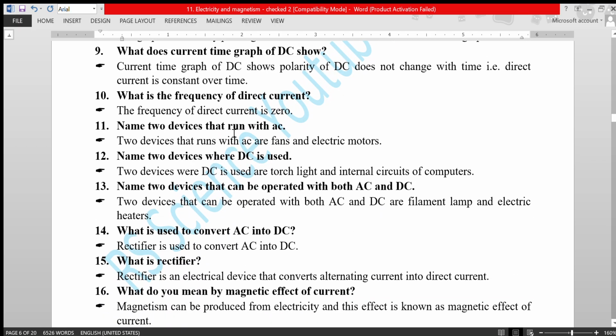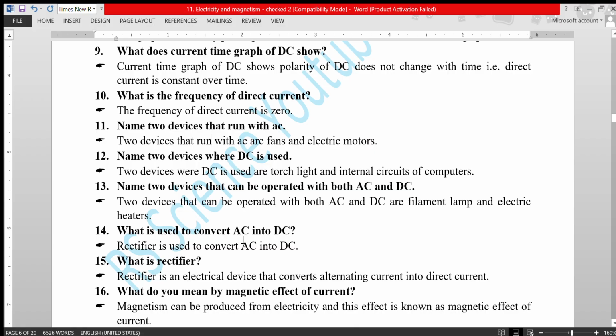Name two devices that run with AC. The devices that run with AC are fans and electric motor. Name two devices where DC is used. Two devices where DC is used are torchlight and the internal circuit of a computer. Name two devices that operate with both AC and DC. Two devices that can be operated with both AC and DC are filament lamp and electric heaters.